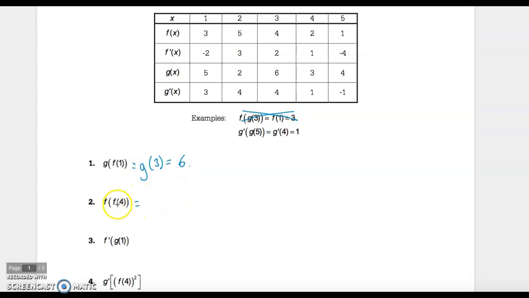All right, in this problem, we have f of f of 4. So f of 4 is 2, so really then I'm finding f of 2, and f of 2 is 5. So your final answer would be 5 for that one. Now f prime of g of 1, we're still working from the inside out, so g of 1 would be 5, so then really I'm looking for f prime of 5, and so then I have to look in my f prime row now. f prime of 5 would be -4.